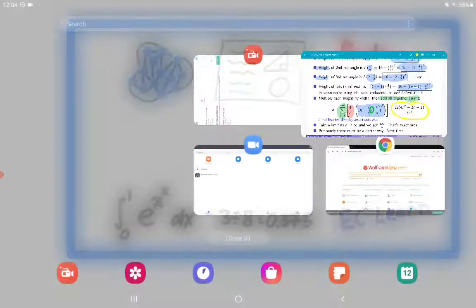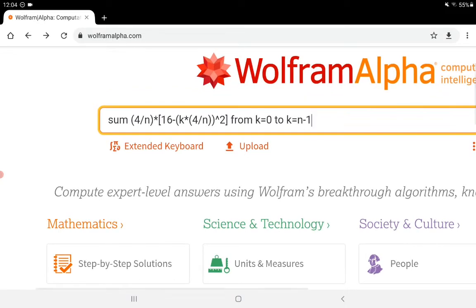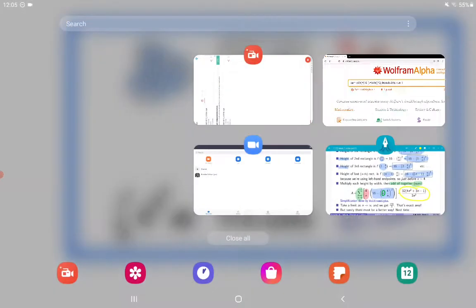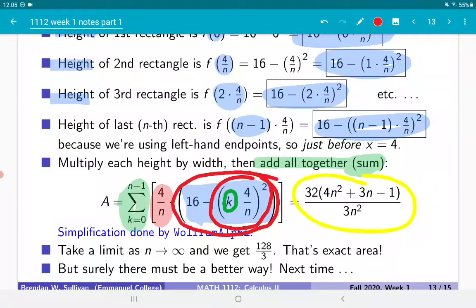Here I've opened up WolframAlpha, and I'm just going to paste this in. I typed this earlier, but this is what you could type. A sum, just to tell it I'm doing a summation of some kind. And then I've just typed the formula, the expression that's in the summation. So let me jump back to show you that. I have the width of 4 over n times, and then in big parentheses, this expression, 16 minus k times 4 over n all squared.